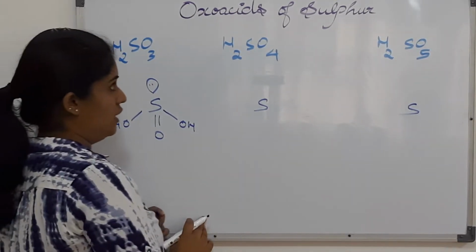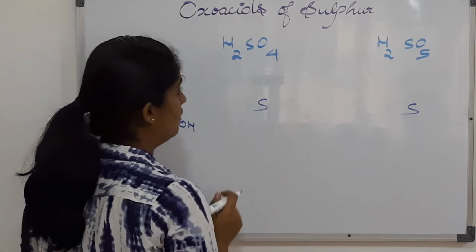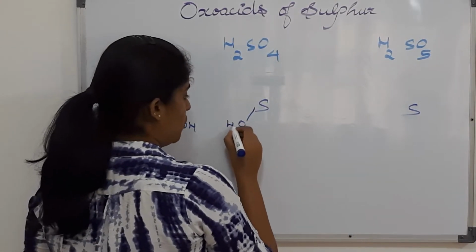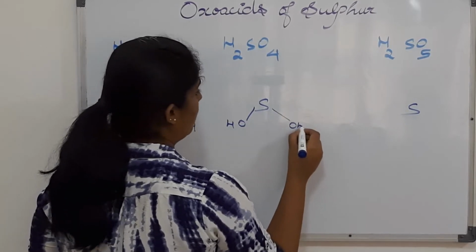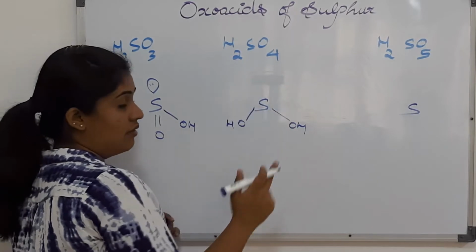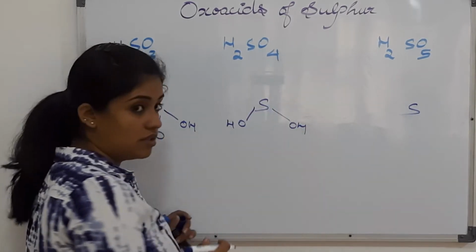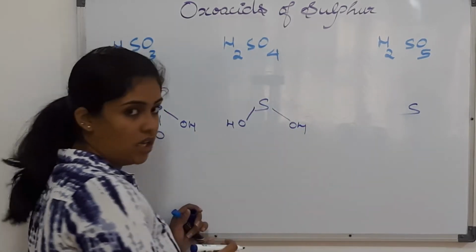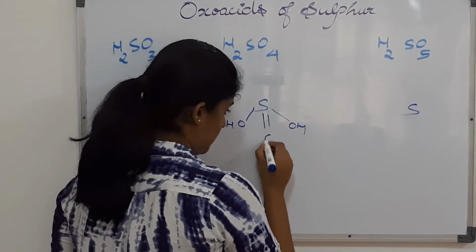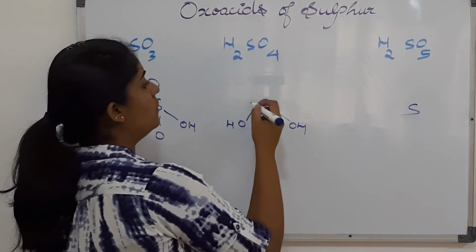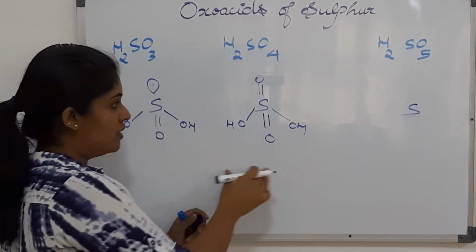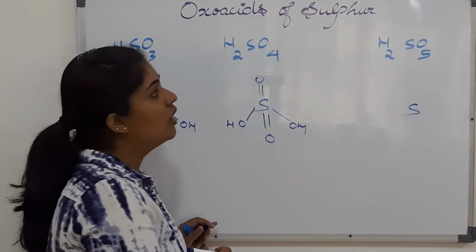Moving on to the structure of H2SO4, the central atom is sulfur. Since it's dibasic, there will be two OH units, 1 and 2. Now two hydrogens are done, one sulfur is done from the formula, and out of the four oxygen atoms in the formula, two of them are done. So where will the other two go? One will be double bonded like this, and the other one will be double bonded like this, replacing this lone pair. This is the structure of H2SO4.